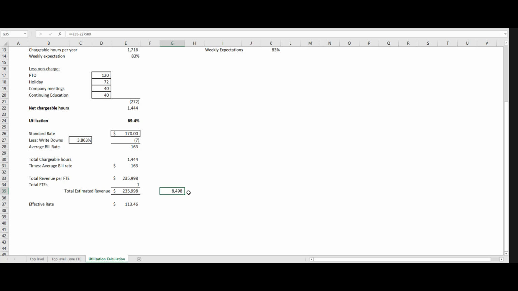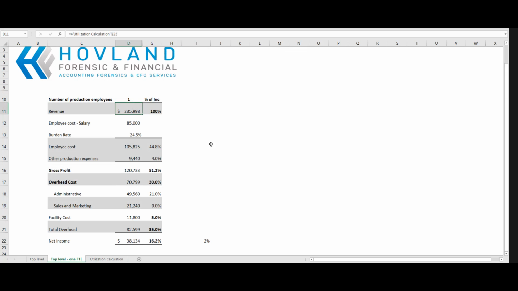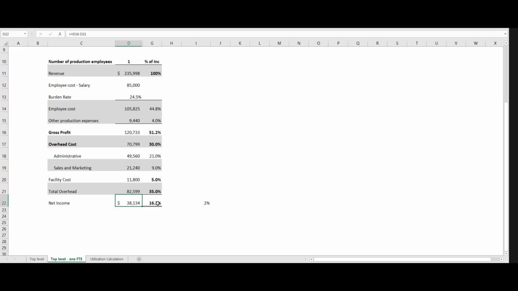So 1 chargeable hour, remember just 1 hour, has now increased the total estimated revenue by $8,400. And that, again, that's assuming write-downs stay the same, billing rate, everything else stays the same. That just increased $8,400 of revenue. Now, what's that effect on your financial statements? Well, obviously your revenue's gone up, your net income's gone up, but look at this. Your percent of net income to revenue is now 16.2.